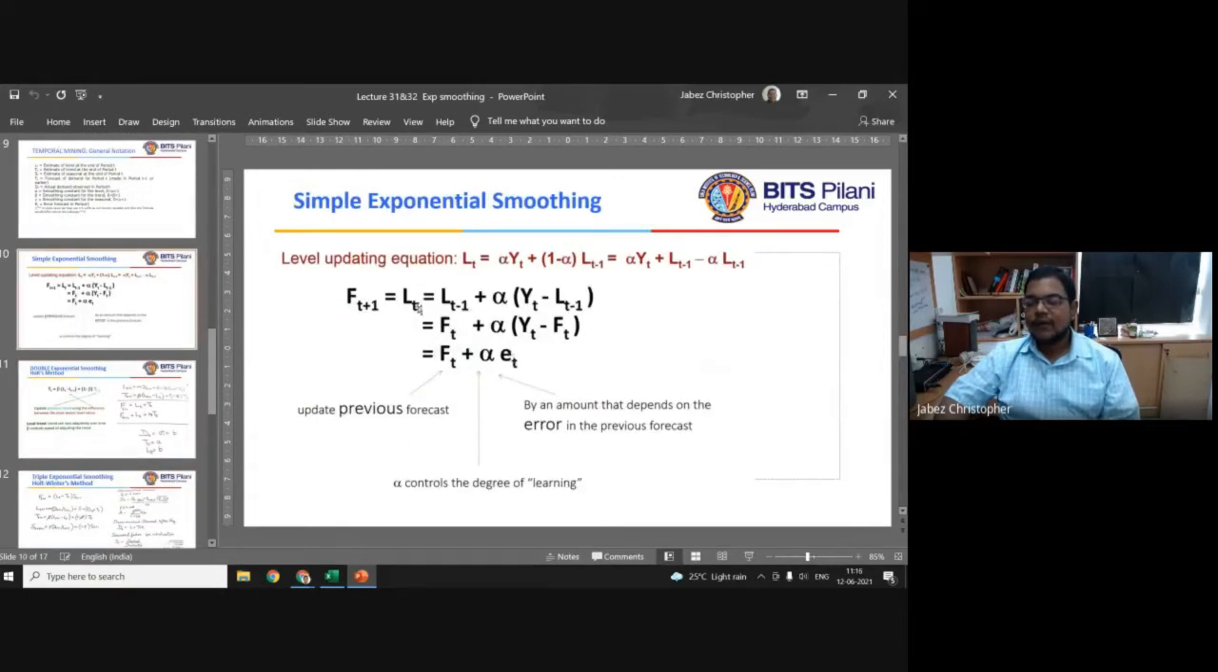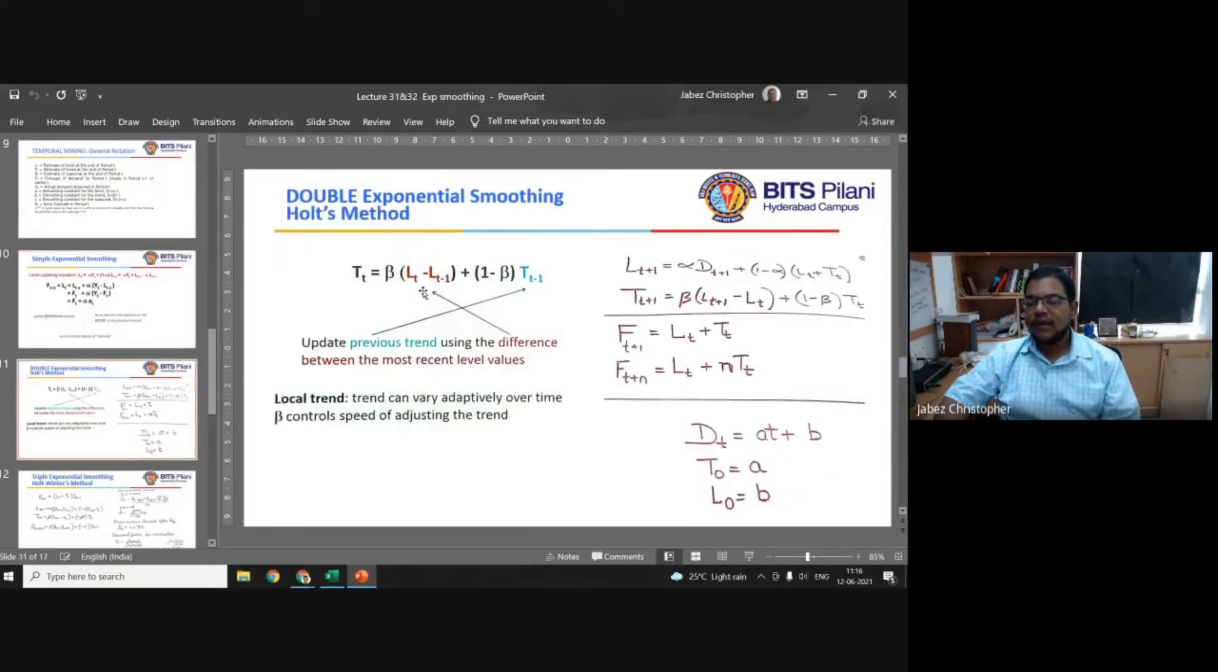Likewise, this is for no trend, no seasonality, and this is with trend. Trend is captured by using this parameter beta. How do I remove the trend out of the series? By single differencing. I remove the seasonality using double differencing. So single differencing, I can remove the level, and by double differencing, I can remove the seasonality.